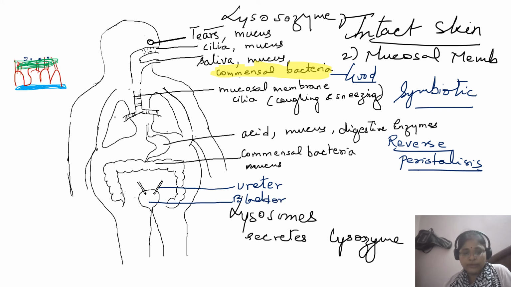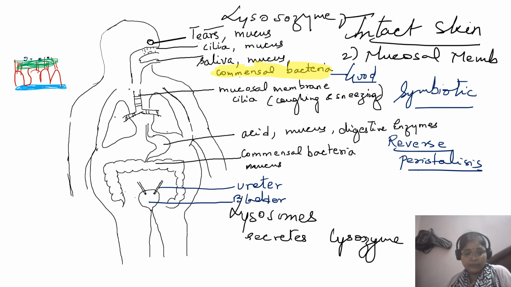Now with this ureter and bladder, why is it said that you should go for frequent urination and drink lots of water? Because by this mechanism also your body tries to flush out microbes. And if you hold your urine for a longer period of time, then you are allowing bacteria to grow in your body.